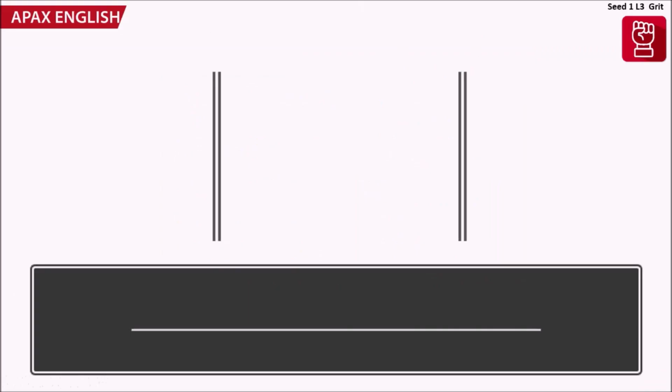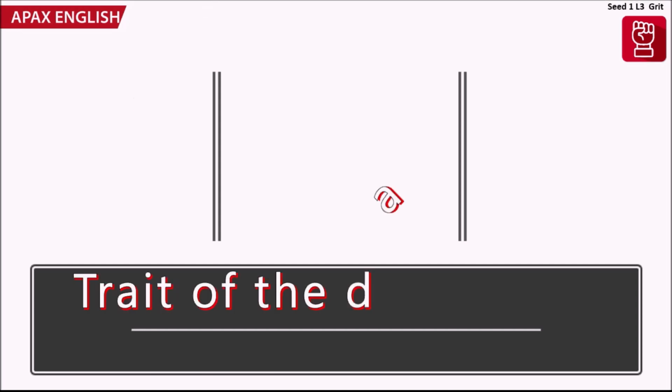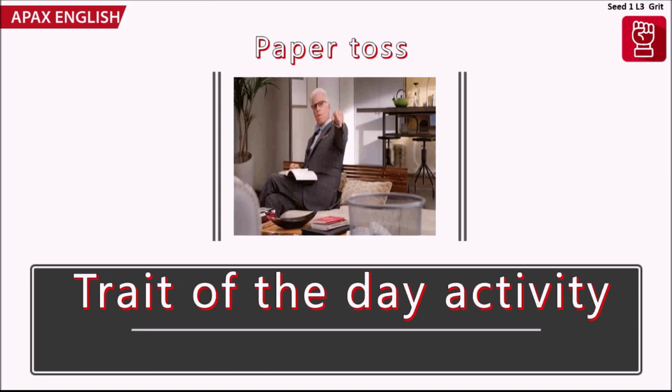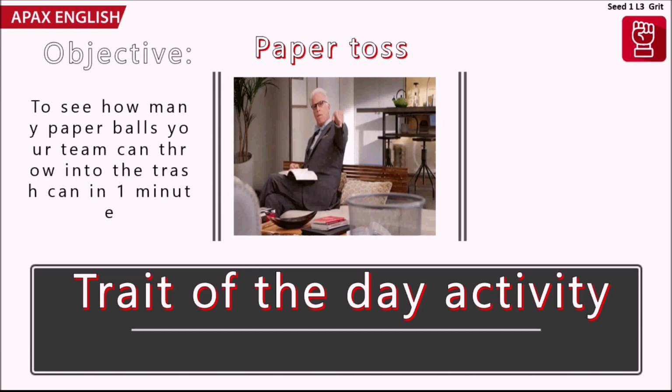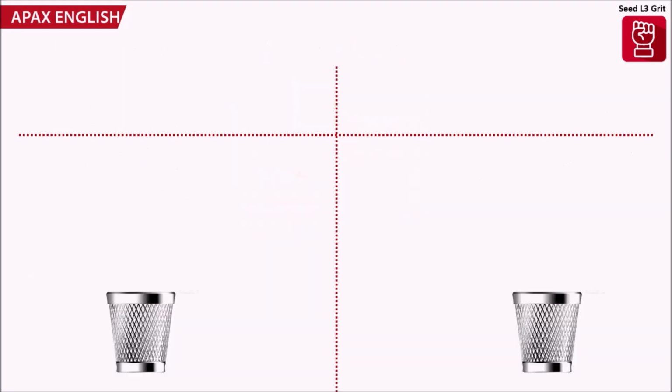Okay, so let's take a look at an example. So this will be for a Seed 1 class. In the top right hand side, you can see that grit is the focus for the activity. And it's paper toss. So the objective here is to see how many balls the team can get into the trash can within 1 minute. The rules are you must stand behind the line, no throwing after the minute is up.